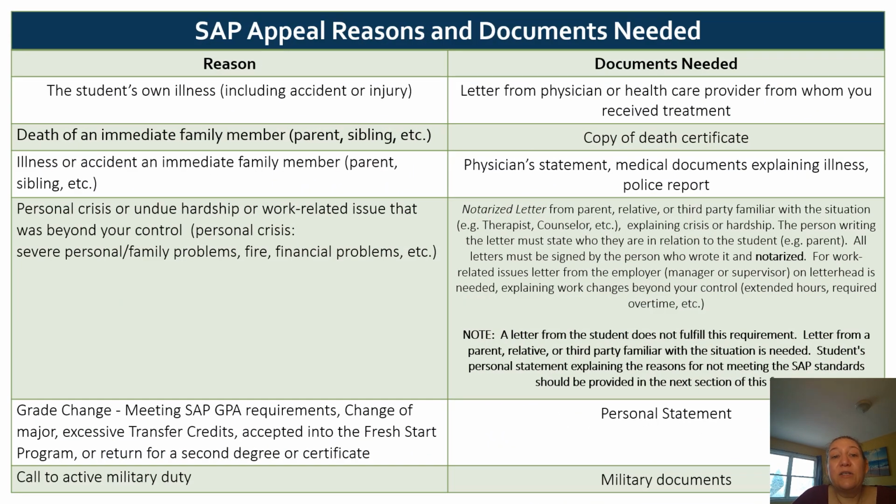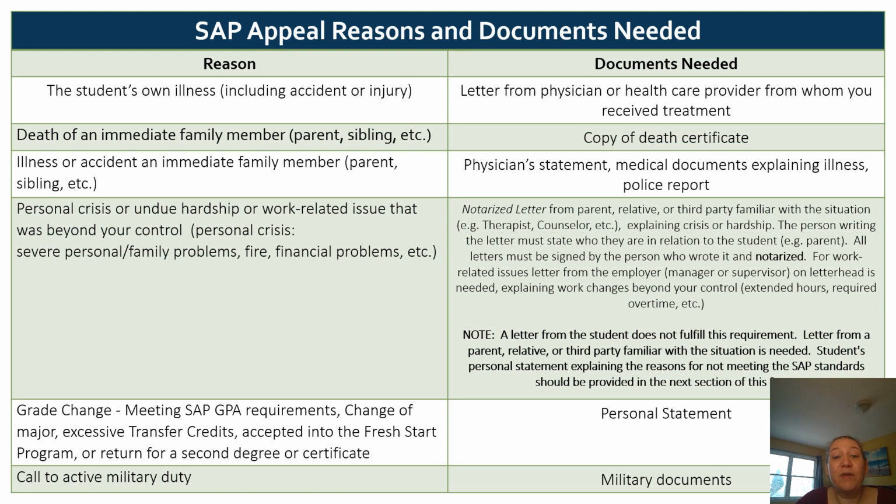So looking at these SAP, satisfactory academic progress appeals: if it is your own illness, including an accident or injury, you need a letter from a healthcare physician or healthcare provider from whom you receive treatment. Death of an immediate family member, which would be a parent, a sibling, if you're married, a spouse, if you have a child, you would need a copy of the death certificate.